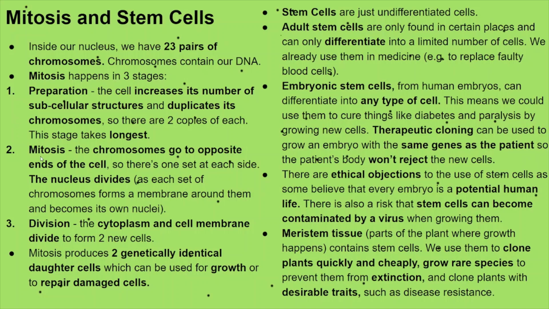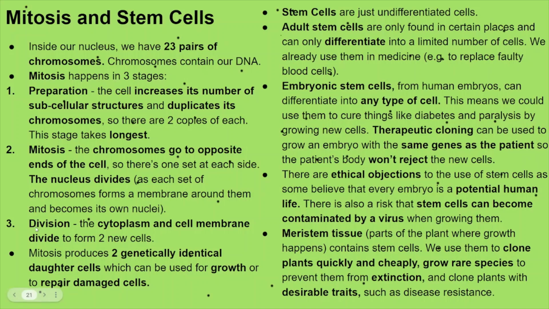And then stage 2 is the mitosis stage, where the chromosomes go to opposite ends of the cell, and the membrane forms around them so that there's now two nuclei in the cell. We say that the nucleus divides. That's enough for GCSE level.